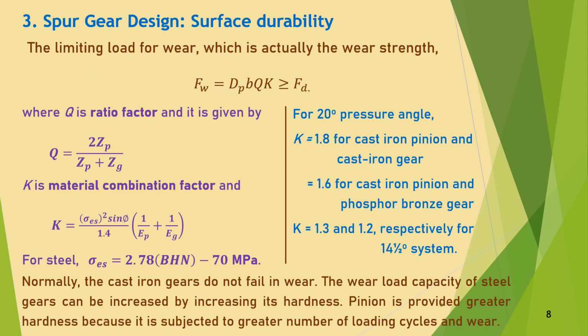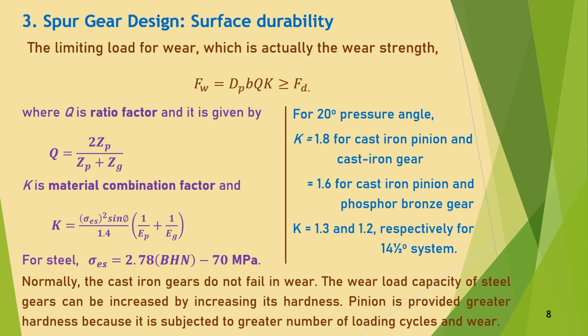Now we discuss the surface fatigue of the tooth. The limiting load for wear, which is actually the wear strength of the tooth, Fw, must be greater than the dynamic load. The relation of Fw is given here. In this relation, Q is the ratio factor and its relation is given here. K is known as the material combination factor, which is a function of the surface endurance strength of the material, the pressure angle and the Young's modulus of elasticity for pinion and gear materials.